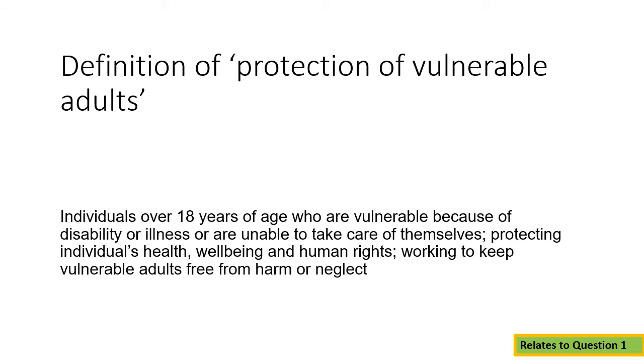So we're going to start looking at the protection of adults, and you will see that the next few slides relate to question number 1 in your workbook. We're going to start by looking at the definition of protection of vulnerable adults. It's individuals over the age of 18 years who are vulnerable because of a disability or illness or unable to take care of themselves. Protecting an individual's health, well-being and human rights, working to keep vulnerable adults free from harm or neglect.